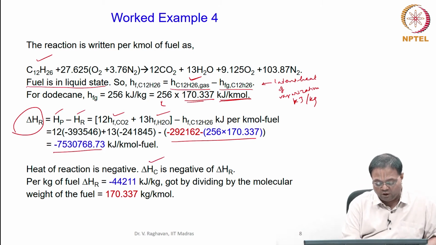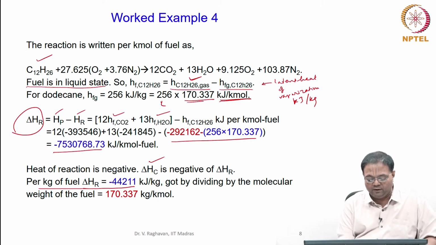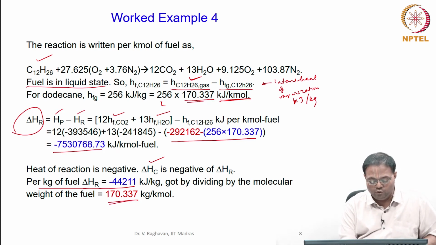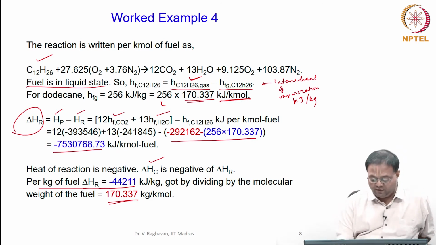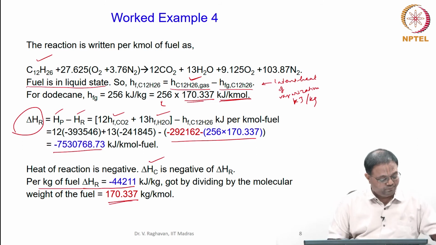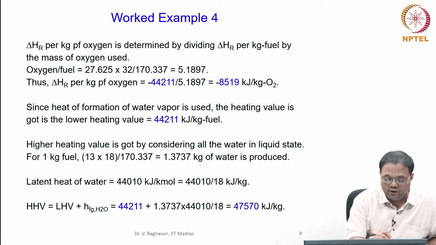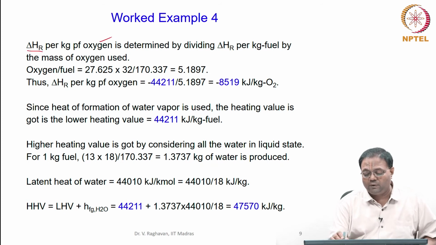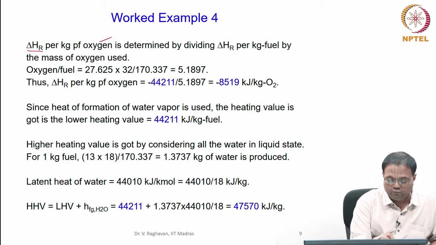Now, delta Hr per kg of fuel is just dividing by the molecular weight, again given in the tables. You can use some slightly accurate value and divide this by 170.37 to get delta Hr as minus 44,211 per kg of decane. Okay, now per kg of oxygen we want. So, delta Hr per kg of oxygen is determined by dividing delta Hr per kg of fuel by the mass of oxygen used for 1 kg of fuel. So, find the oxygen to fuel ratio.